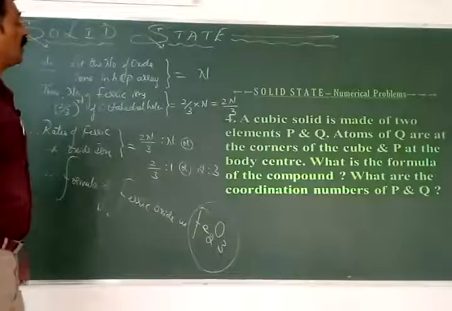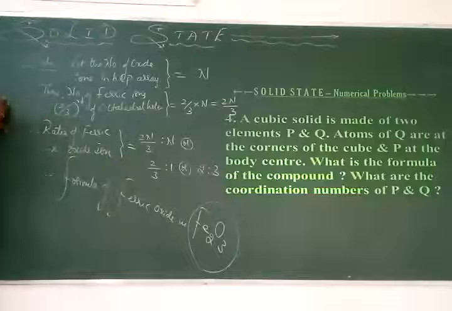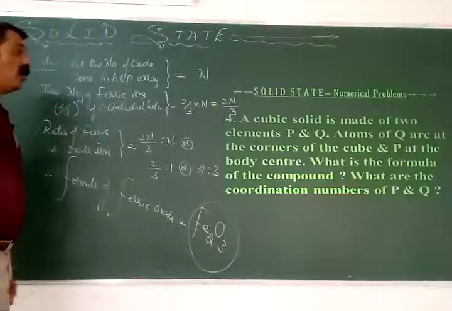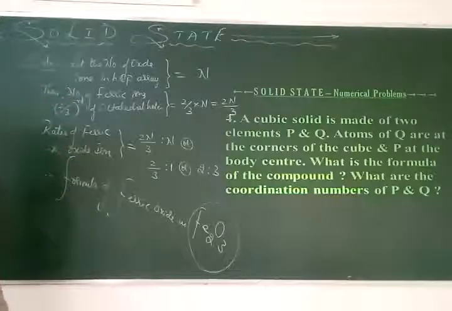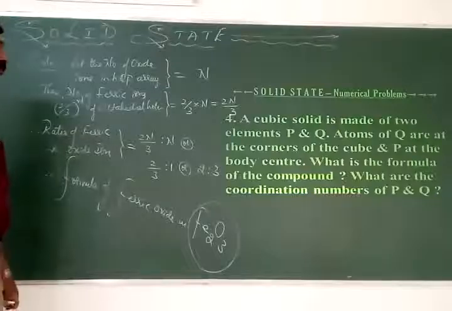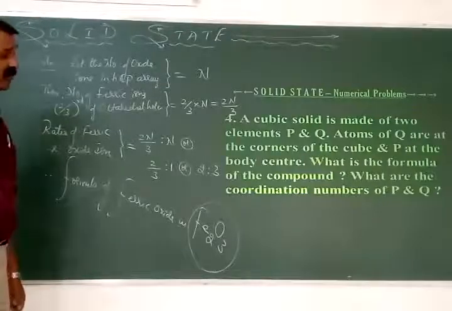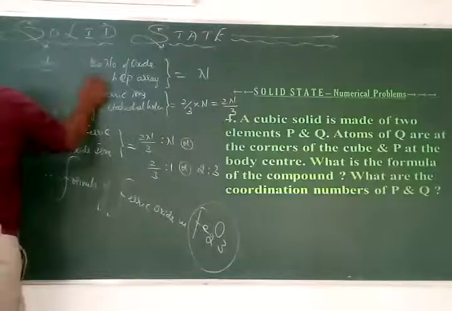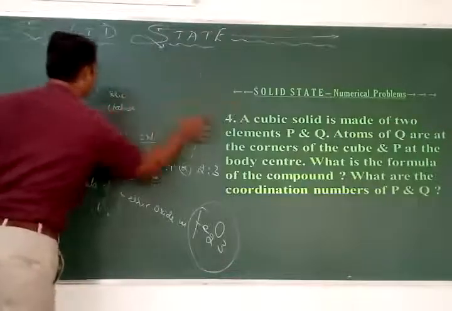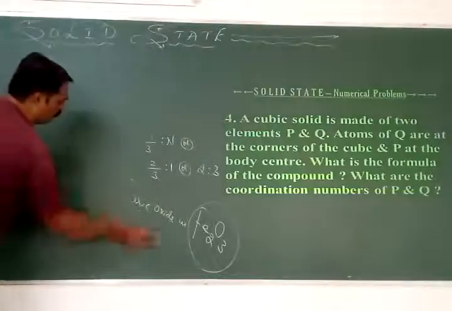A cubic solid is made up of 2 elements. What are those? P and Q. Where the atoms of Q are at the corners of the cube and P at the body center. What is the formula of the compound? And also we have to know what is the coordination number with respect to the 2 elements, P and Q. Okay.